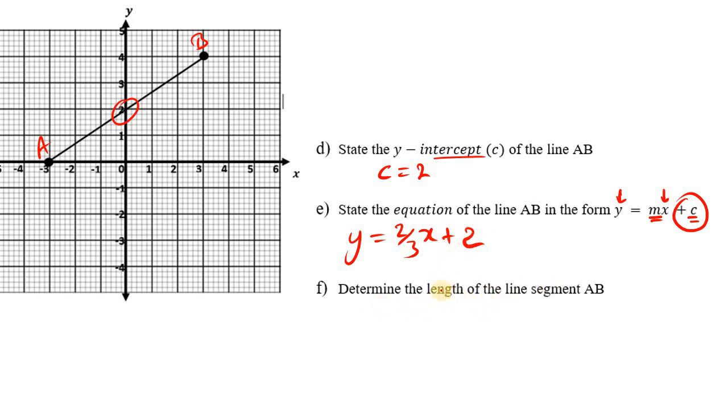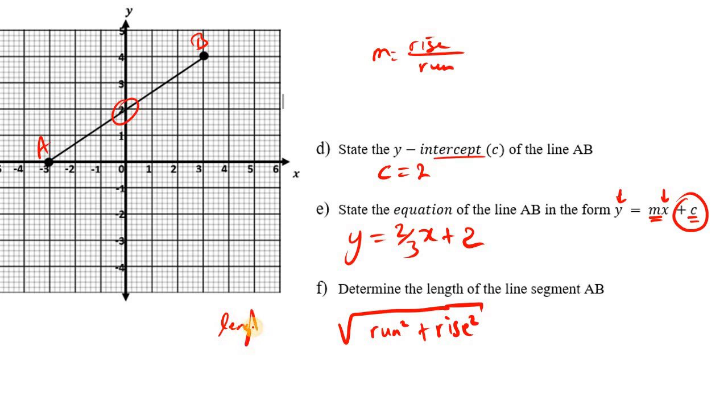Determine the length of the line segment AB. To find the length, we can use this formula, the square root of the rise squared. Let's use the run first. The run squared plus the rise squared. So I'm using this from the gradient formula, which is rise over run, to find the gradient. So I'm squaring these two, adding them and square rooting them. That'll give me the length of AB. It's really the Pythagorean theorem, by the way.